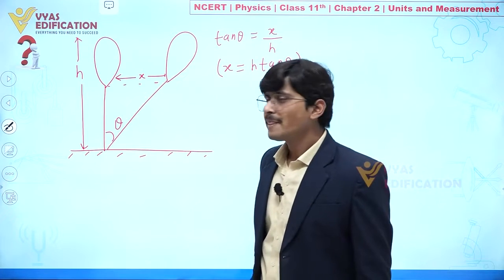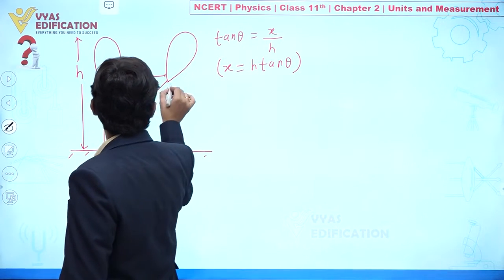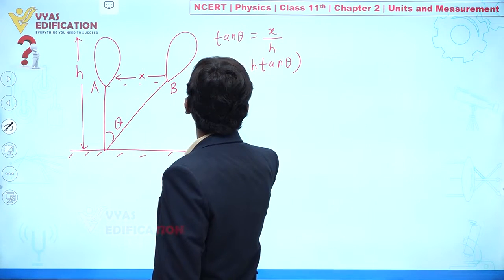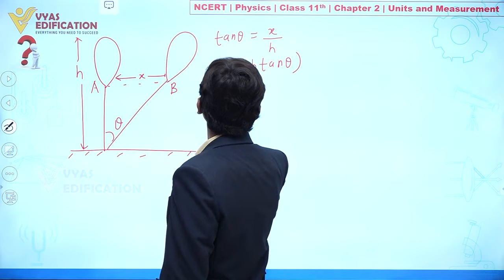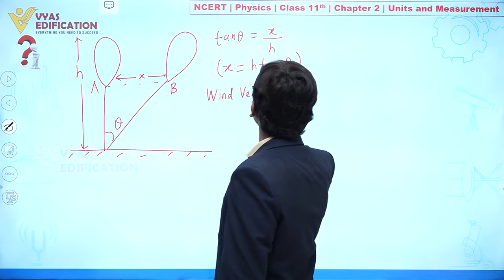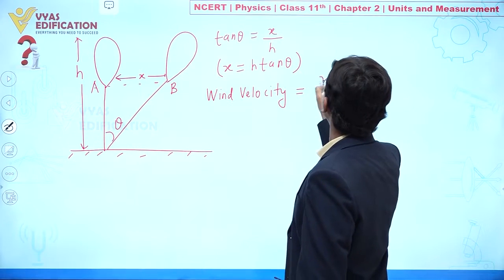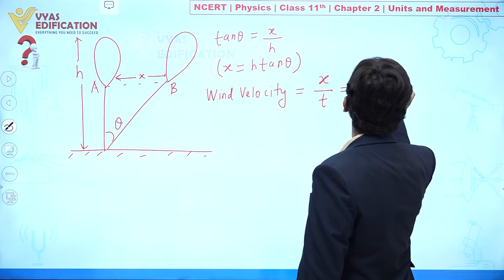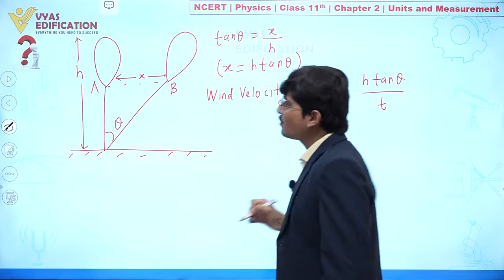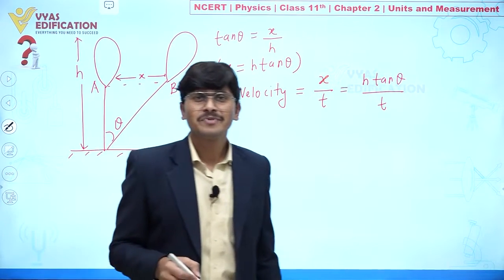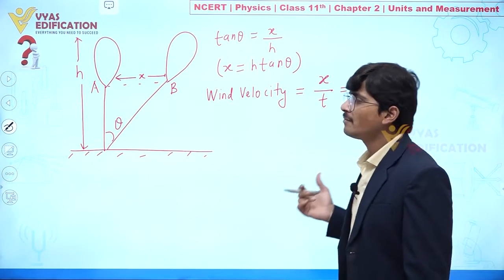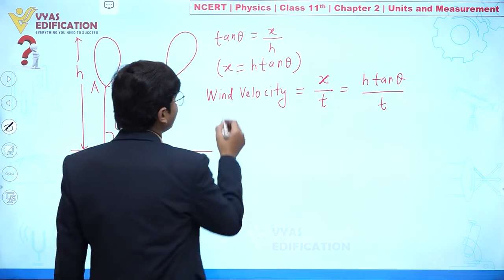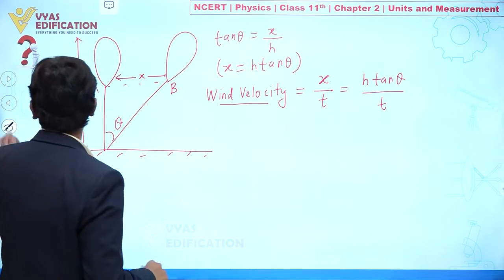Now let's suppose from position A to position B, the total time taken by this balloon is small t. So we can write the wind velocity, which is given by distance covered over time. Distance covered is equal to h tan theta, and total time t. Now you say, sir, h we know already, theta we can measure, and time t we can measure by a stopwatch. So like this you can calculate the wind velocity.